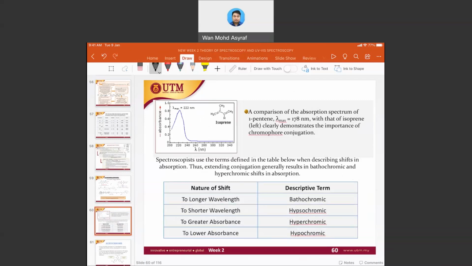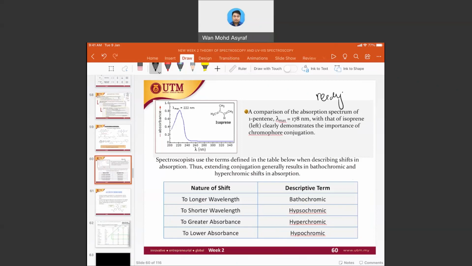This is something that's for your reading only: the nature of the shift and the descriptive terms. If there is a shift to a longer wavelength, we call it bathochromic. If it is a shorter wavelength, we call it hypsochromic. This is for your reading only. You can read it.